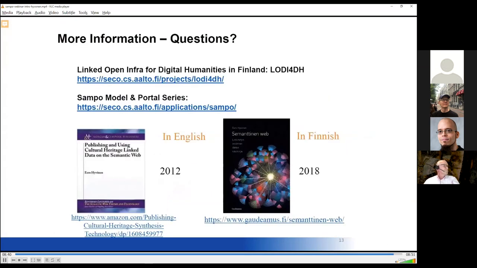More information, publication, and links to different samples and infrastructure services can be found on the home pages of the Semantic Computing Research Group.